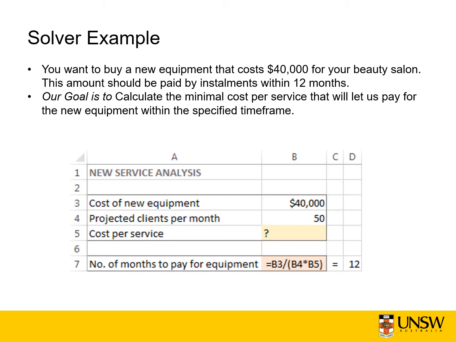Supposing you are the owner of a beauty salon and you're planning on providing a new service to your clients. For this purpose, you need to buy a new equipment that costs $40,000 and should be paid by installment within 12 months. Based on this explanation, you want to calculate the minimal cost per service that will let you pay for the new equipment within the specified time frame if you have 50 clients per month.